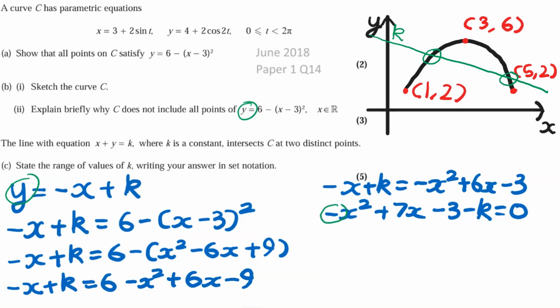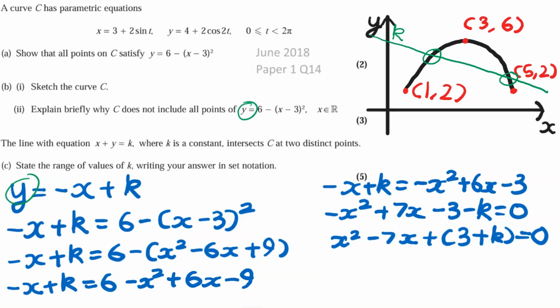We have this minus coefficient in front of the x squared, so to simplify this and get it into an easier format, we're going to multiply everything in this equation by minus 1, so it becomes x squared minus 7x plus 3 plus k, and this is equal to 0. So this is a quadratic equation. So what are we going to do with this?